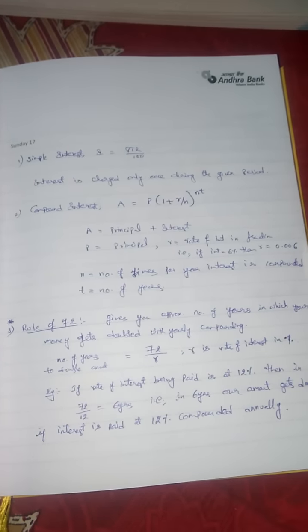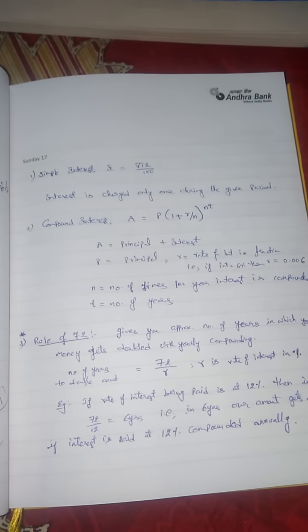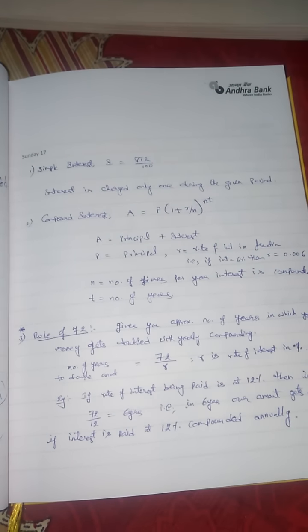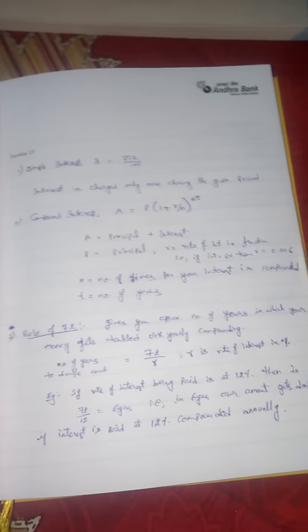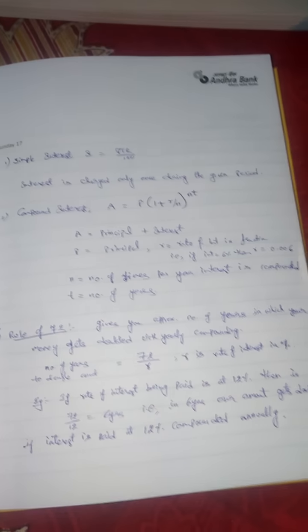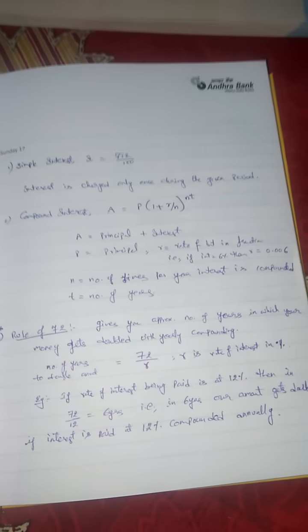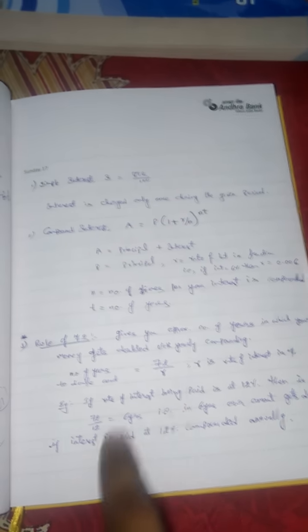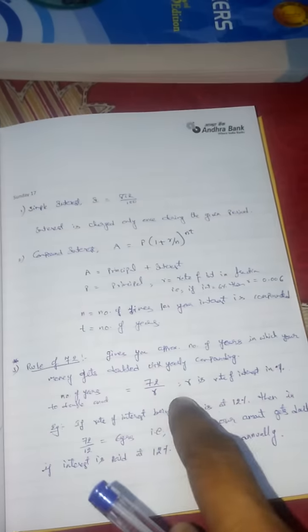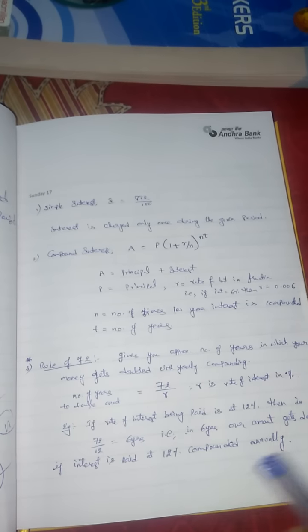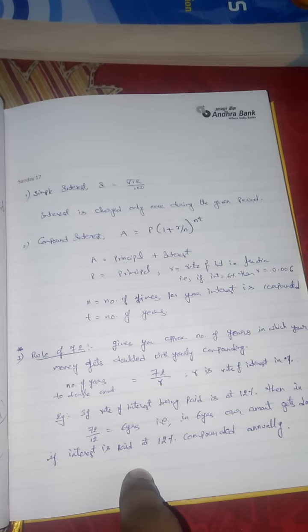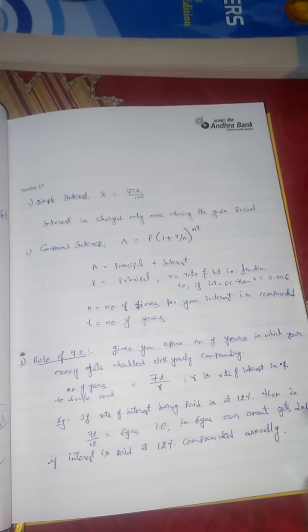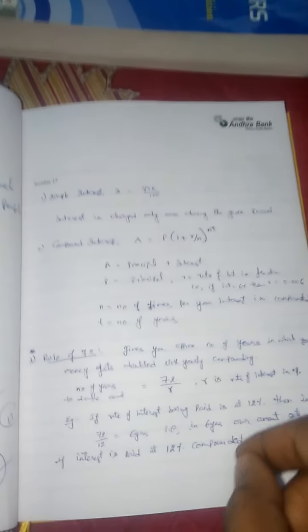Say the rate of interest which your banker is offering is 12%, then whatever the amount you invest with your bank will double in 72 divided by 12, that is 6 years. In 6 years, if you are investing 100 rupees with your bank at a rate of interest of 12%, then within 6 years your 100 will become 200. That is the rule of 72.